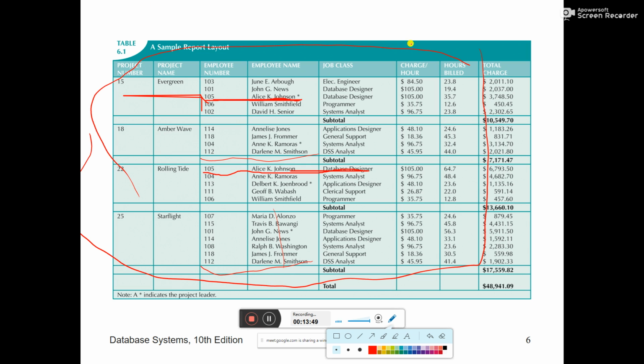Okay, so this table is not in a good shape right now. We have to make some changes to it. We have to perform normalization on this table.